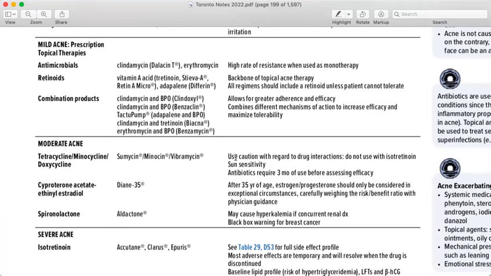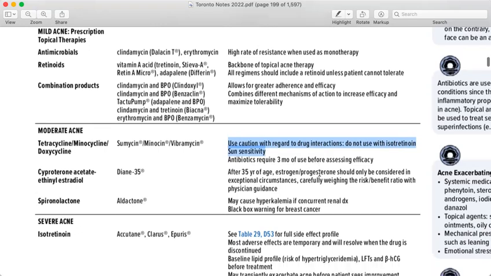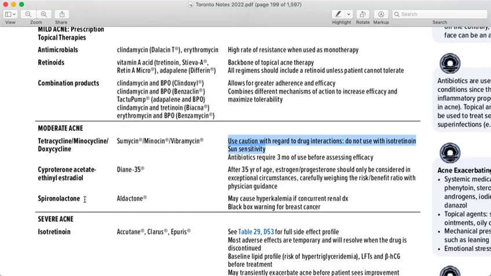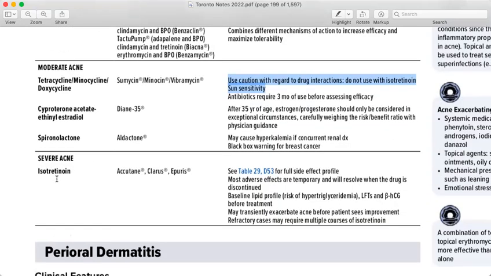So sun sensitivity can be an issue here. Here is the caution. Use caution with regard to drug interactions. Do not use with isotretinoin. So isotretinoin cannot be used with doxycycline. Antibiotics require 3 months of use before assessing the efficacy. Then for severe acne, you are going to prescribe oral isotretinoin. So you need to make sure that this person is not pregnant or about to get pregnant.